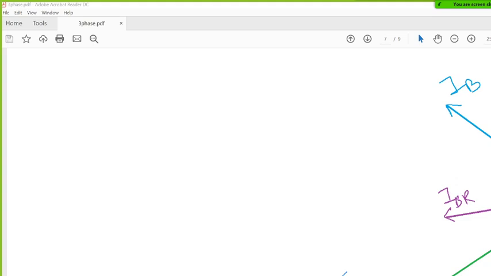See, IYB and IBY, same magnitude, 180 degree phase difference. Okay? Correct? Orange lines are okay? Right. Now let's go back here.